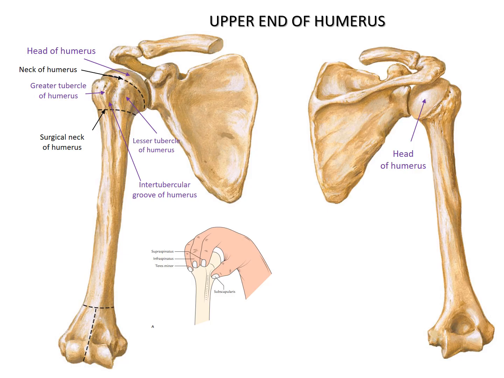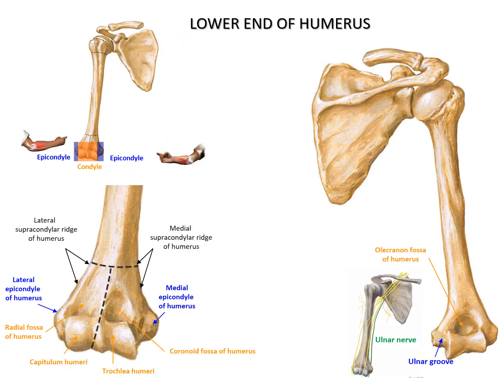The anatomical neck separates the head from the greater and lesser tubercles. The greater and lesser tubercles represent two elevations, large and small, for muscle attachment. The surgical neck separates the upper end of the humerus from the shaft. The intertubercular groove is a depression for the long head of biceps brachii.